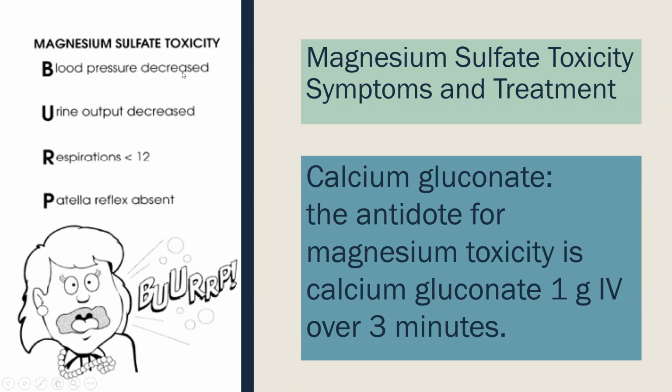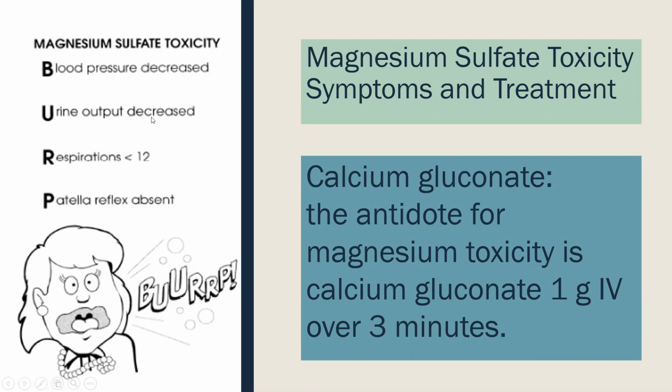Your blood pressure is going to be markedly decreased. And what happens when mom's blood pressure decreases? Baby's blood pressure, or heart rate, will also decrease. Our urine output is going to be decreased. This is why we're watching very closely for that urine output.